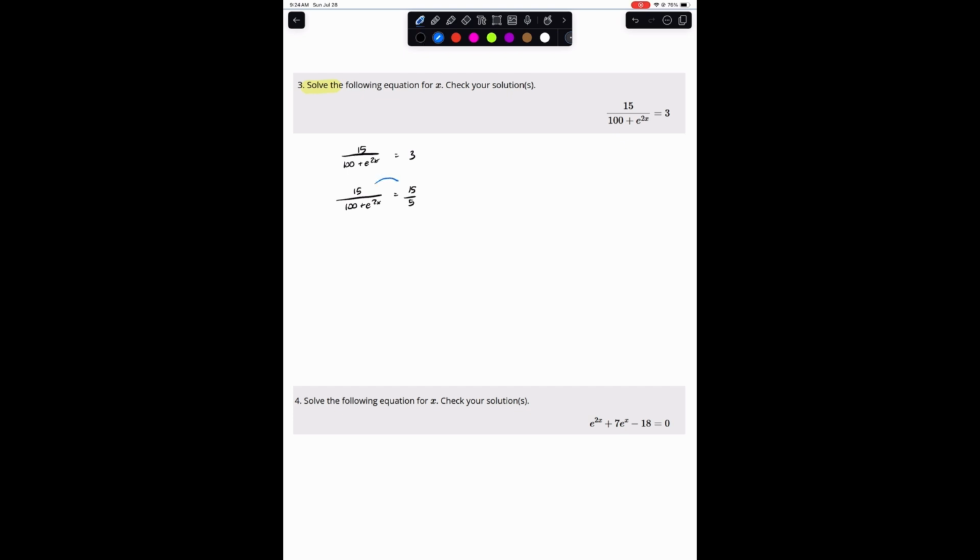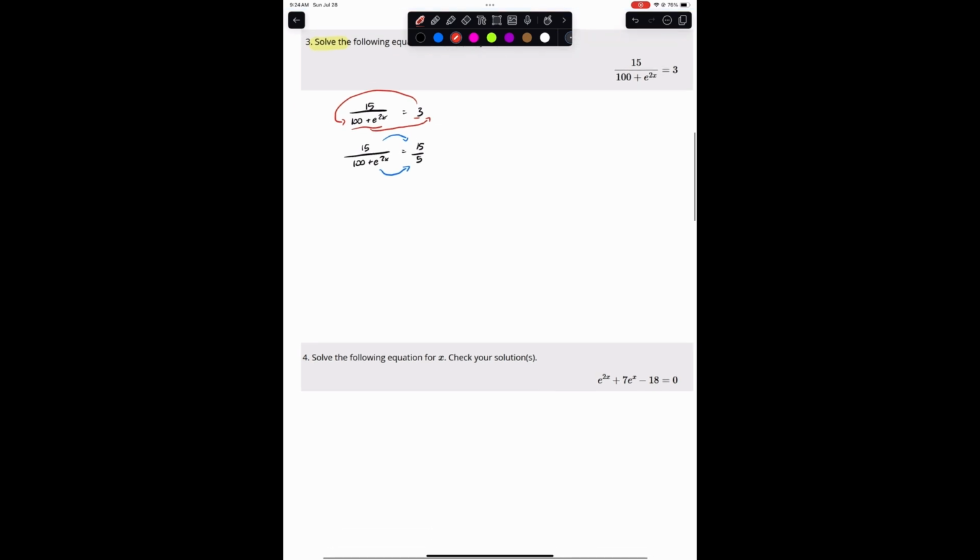Since these two are equal, that means these bottom two are also equal. If you don't like this trick, or it doesn't work out this easily, you can also just multiply by 100 plus e to the 2x, and then divide by 3, and you basically switch. But regardless of what you do, you end up with 100 plus e to the 2x equals 5, so e to the 2x equals -95.